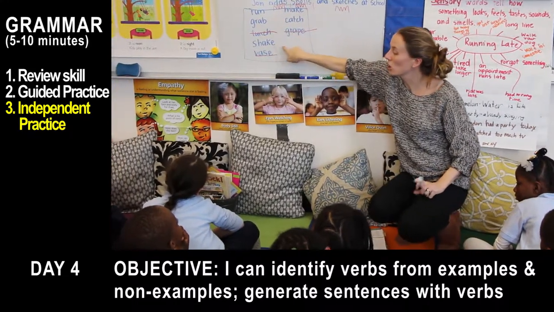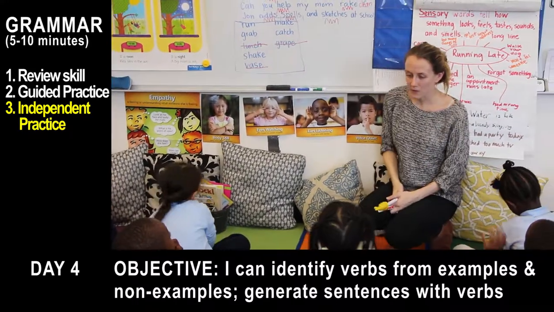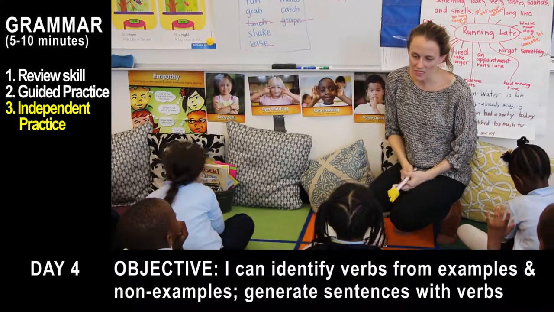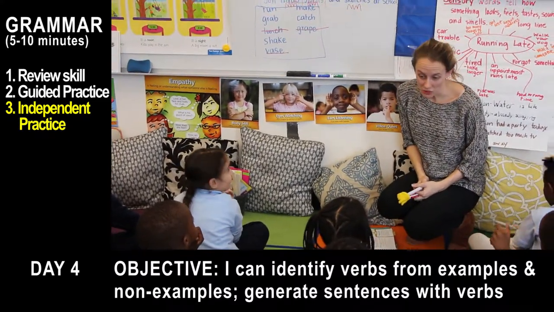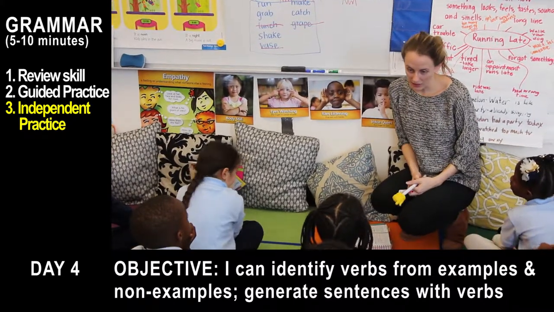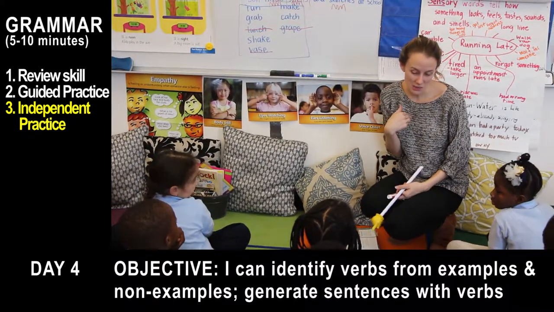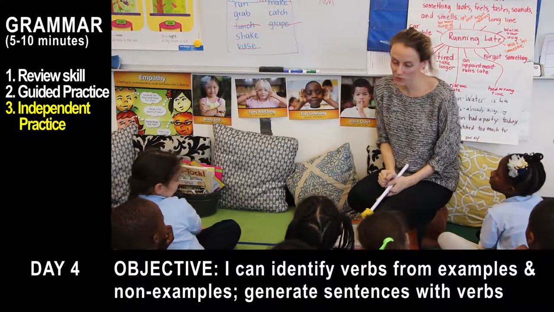So I want to see if you can challenge yourself to come up with some sentences with your partner that include these action words. If Serenity and I are partners, I'm going to say, I made sure to grab my fruit at lunch. And then she's going to give a sentence with a different action word. Can we try one of the different ones from up there?